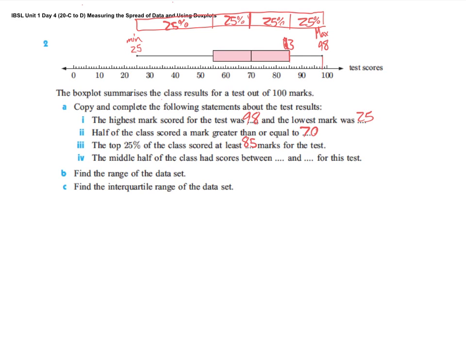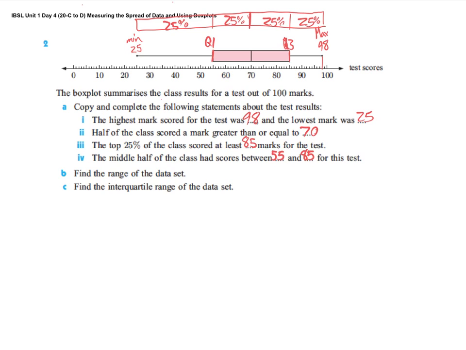What did the middle half of the class score between? 55 and 85. Yeah, the middle half is not the interquartile range, but between those two quartiles. So between Q1, which was 55, and Q3, which was 85. Okay? So you can see here the way you can just look at a box plot and tell something about the population, or about the people who took this.